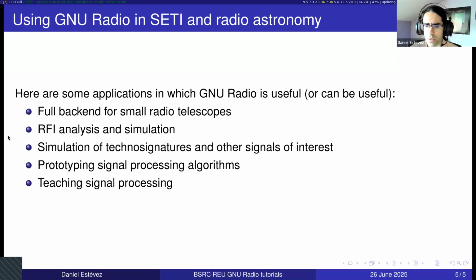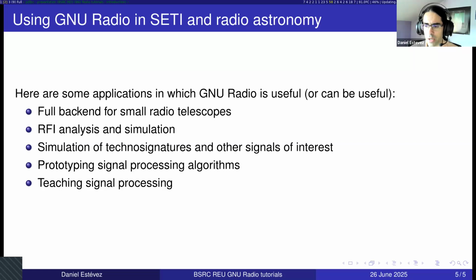It can also be used to simulate simpler signals such as technosignatures. We will see some simple examples of technosignatures probably in the next tutorial, but I think you have already seen them. They are narrowband frequency signals that drift in frequency because of Doppler drift. And that is the main kind of technosignature that SETI searches try to detect. So we can simulate that in GNU Radio.